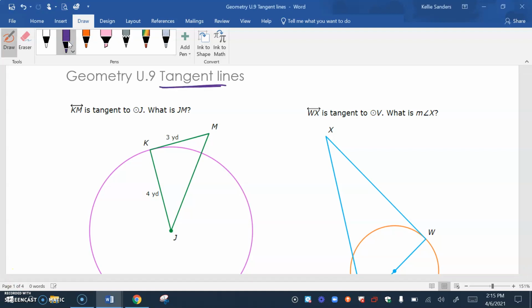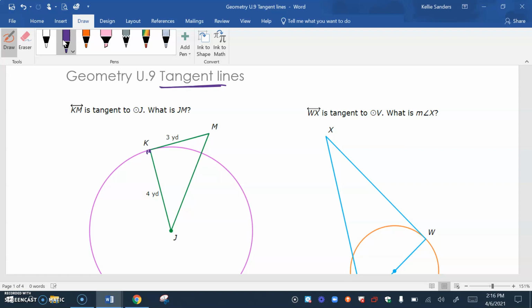Okay, U9, tangent lines. What a tangent line is, it's basically two things. A tangent line is always related to a circle or a curved part of a graph, and it means that it just touches right there and then starts bouncing off again. So it really looks like the green is on top of the purple in lots of different places, but it's really just touching at K.